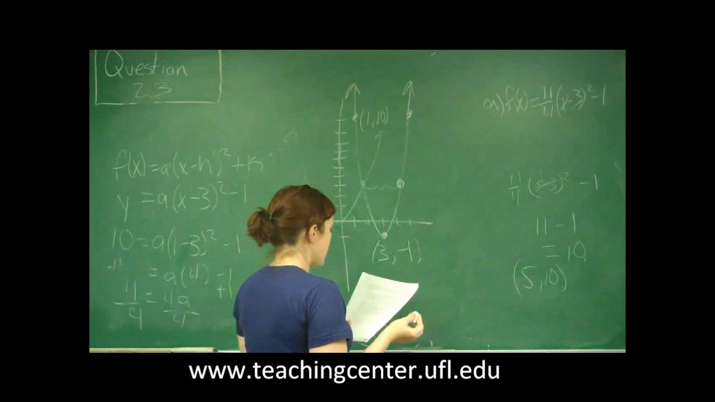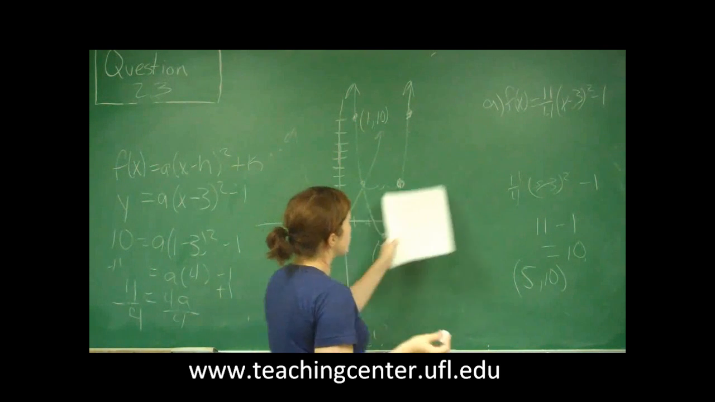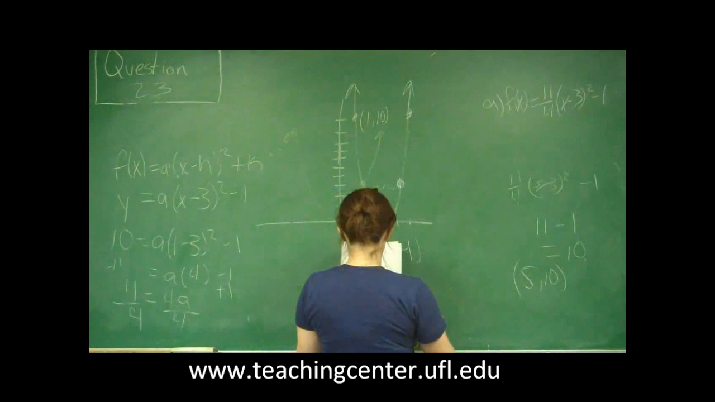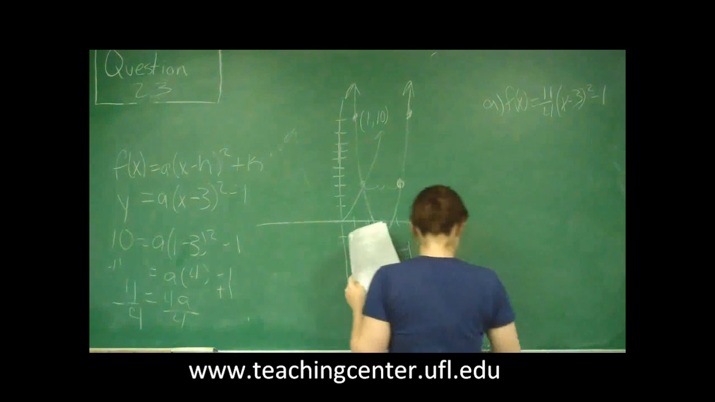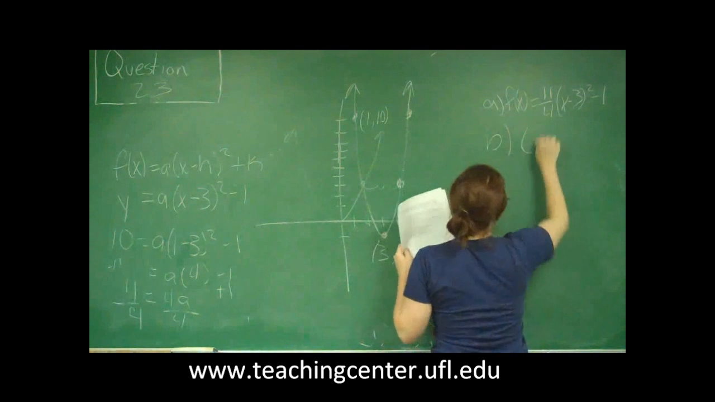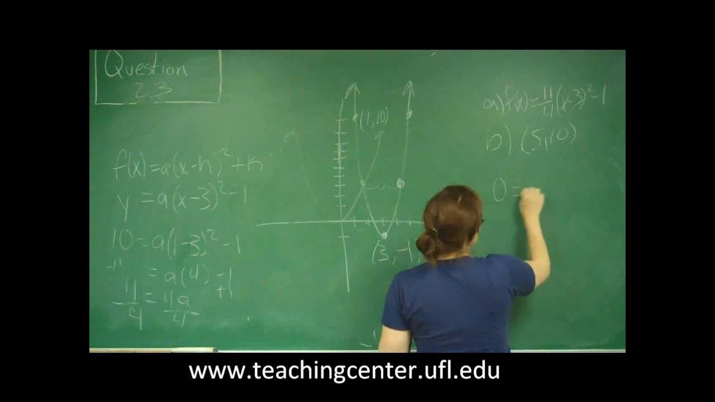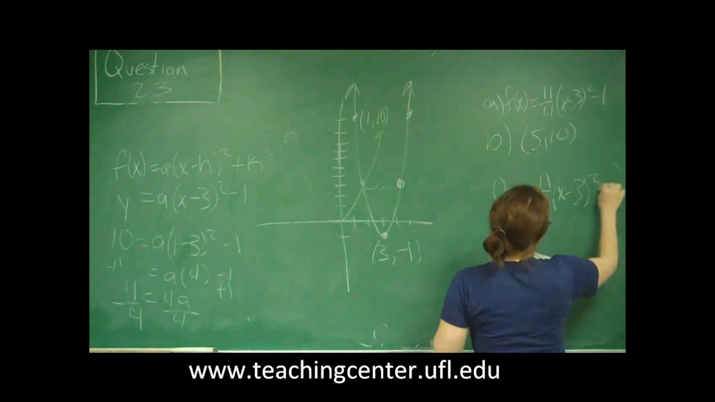Now part C says, what is the zero of the function f? So what is the zero of this function? Well, if we set it, remember part B was (5, 10). Zero is going to be equal to 11/4 (x - 3) squared minus 1.